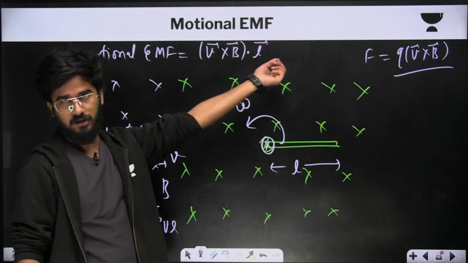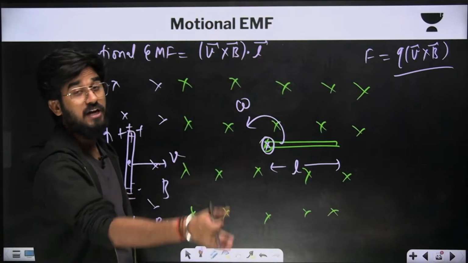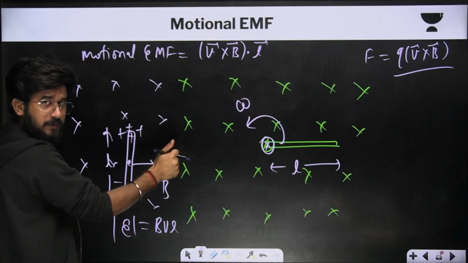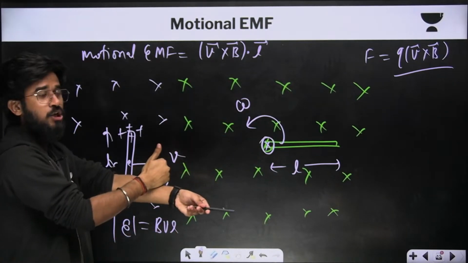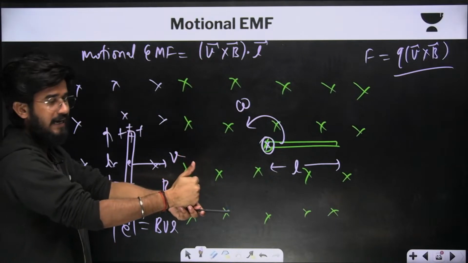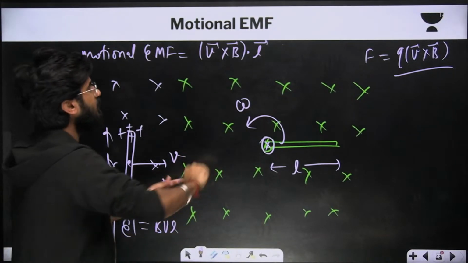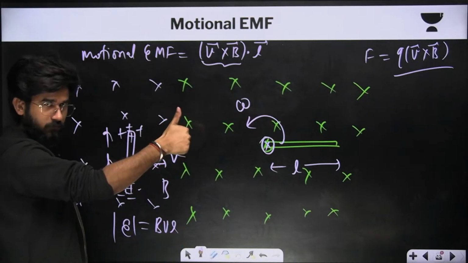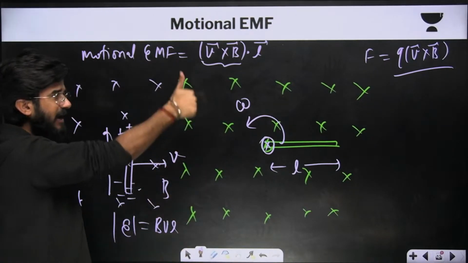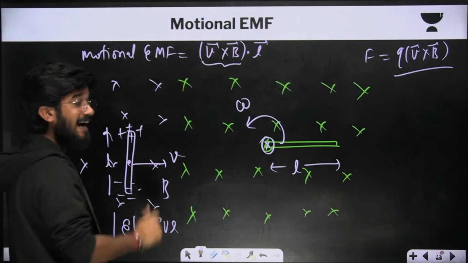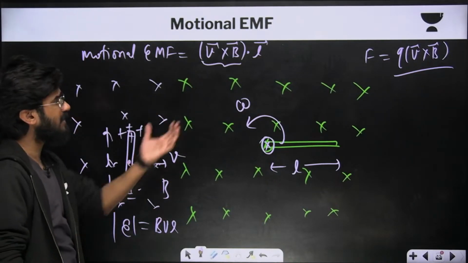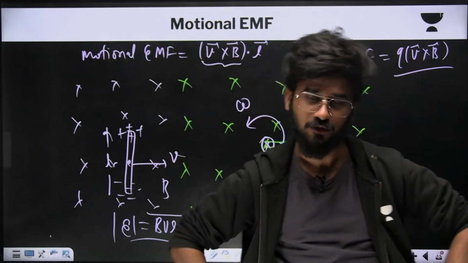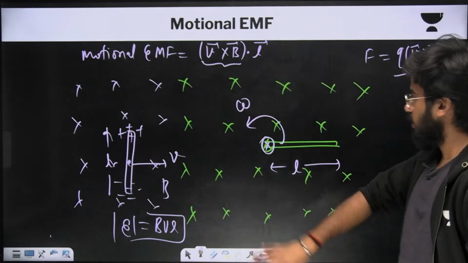Suppose this is V and this is B. If B and V are perpendicular, the angle is 90 degrees, which means it will be the maximum. So V cross B is in this direction, and if L is also in this direction, then the motional EMF is maximum. This is the simplest case of motional EMF. Done till here? So this is BVL.